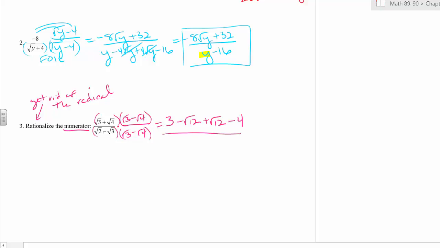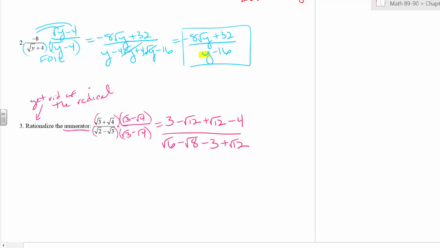On bottom, I have the square root of 2 times the square root of 3, which is the square root of 6. Outer gives me square root of 2 times negative square root of 4, which is negative square root of 8. Inner gives me negative square root of 3 times positive square root of 3. Those radicands match, so the square roots will cancel. You just end up with minus 3. And then last term on the bottom, negative square root of 3 times the negative square root of 4 is positive square root of 12.